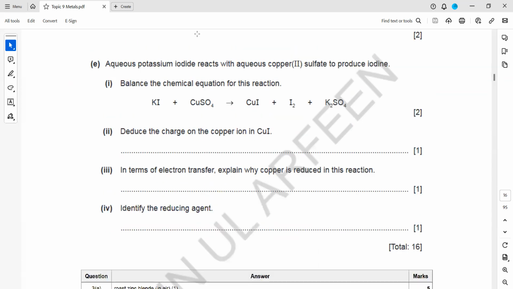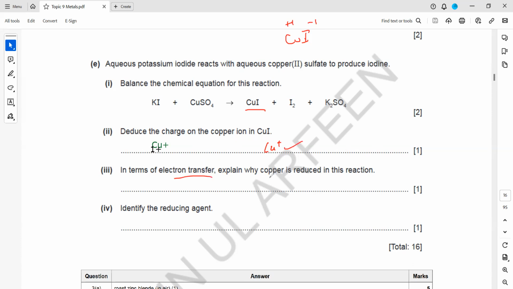In part E, potassium iodide is reacting with copper sulfate, giving copper(I) iodide, iodine, and potassium sulfate. What is the charge on the copper(I) ion? How can we work it out? In copper iodide, if there is no number written, it means they have the same valencies. Because iodine is -1, copper should be +1.